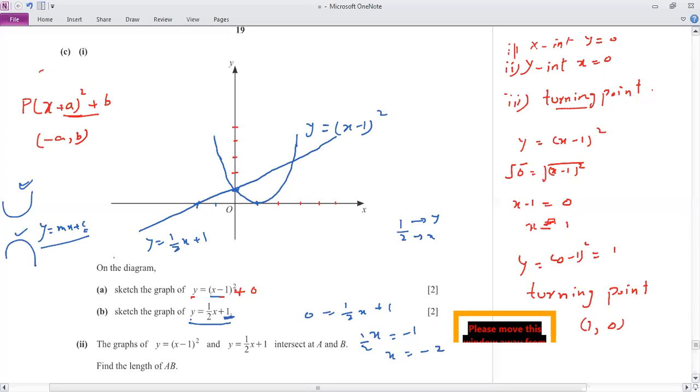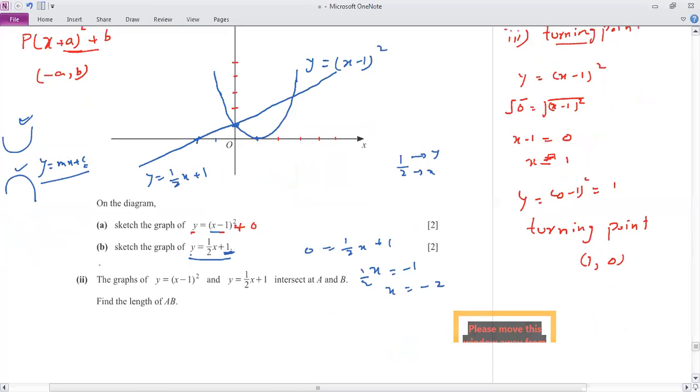After drawing the straight line, now the next part 2 is saying the graphs intersect at A and B. You can see these are the 2 points. One of the points is this one and the other is this one. Find the length of AB. Okay, I can say this is point A, this is point B. What is point A? Point A you can easily see: this is point A, which is (0, 1). But we need to find point B. Point B is the point of intersection of this one and this one.